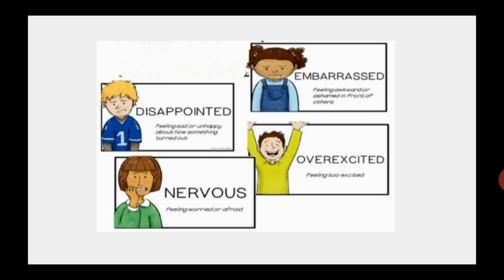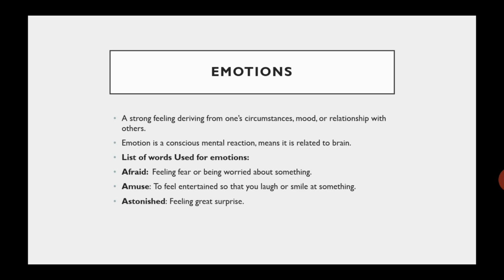Next, that girl is very nervous and seeing something which she didn't expect. So that may be afraid her. So she is nervous. Next, embarrassed. So she is embarrassed. Next, the last boy is overexcited, feeling too excited and seeing something or doing something. He is overexcited. So these are the feelings.